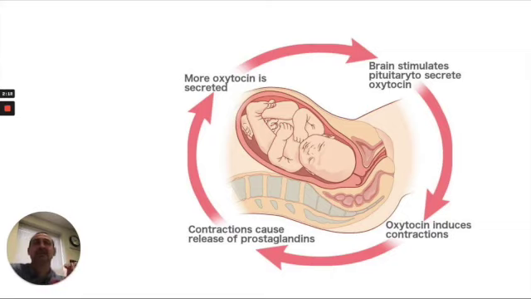The contractions for this woman in labor get harder and harder and harder until the baby's born and the feedback stops. Positive feedback. In this case, the baby's head pushing against the cervix is going to stimulate the brain to release a hormone, oxytocin. The oxytocin causes the uterine muscles to contract. That cycle continues to increase until the baby's born.